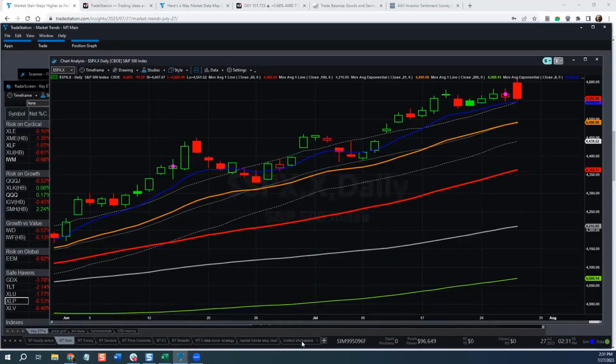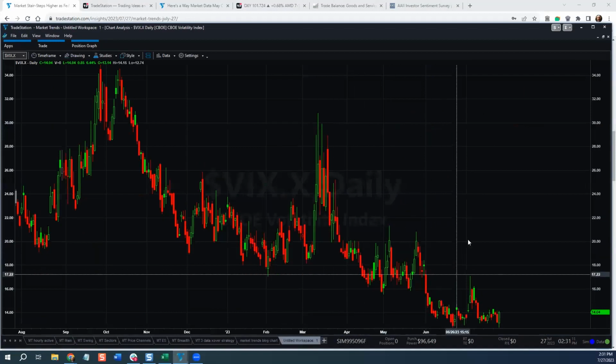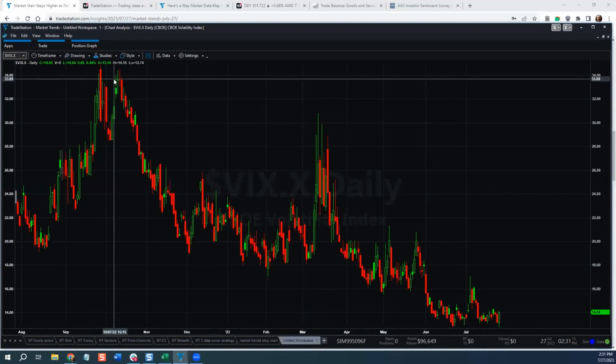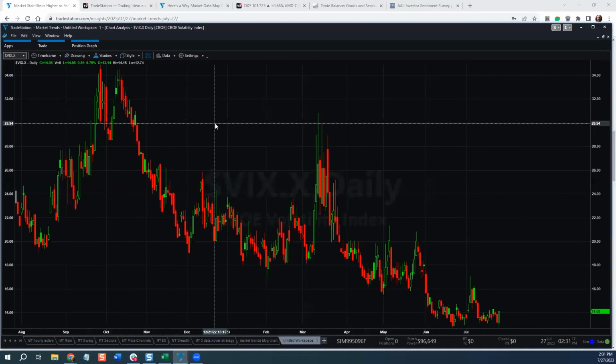I wanted to actually show you guys. All right, so here I have a new chart, and I'm now going to show you the platform feature of the day, and that is the Bollinger Bands.